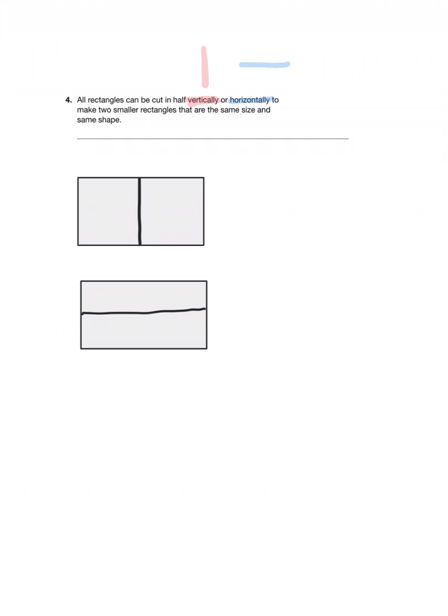So let's look at these that we've created. Do we have two smaller rectangles here and here that are the same size and same shape? Yes, we do. Even though we've created two small squares here, it looks like we have 4 equal sides, we know that squares are a type of rectangle. So that is true in this case. Let's look at our example here. This rectangle that I created appears to be the same as this one. So it looks like so far our generalization is true.